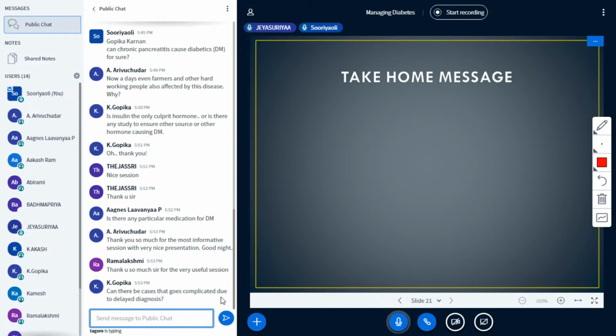Yeah, Ms. Gopika, can there be cases that go complicated due to delayed diagnosis? As I mentioned earlier, that could be causes of retinopathy, nephropathy, and neuropathy. That is damage to the eyes, damage to the kidneys, and damage to the nervous system, the whole system which is controlling the body. Thank you.